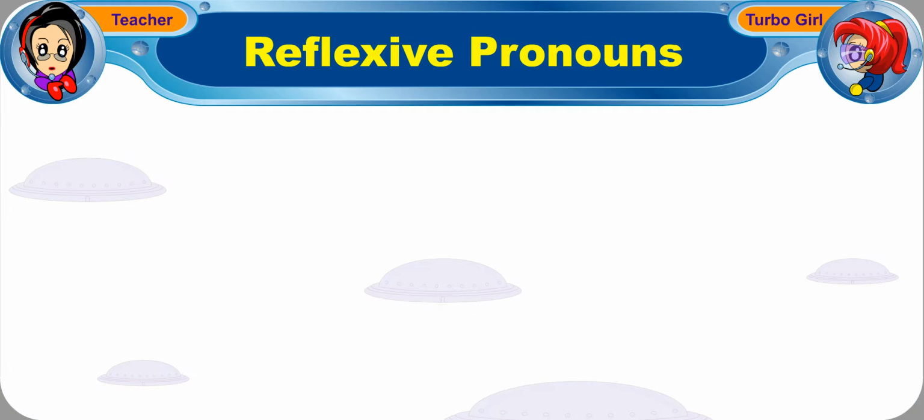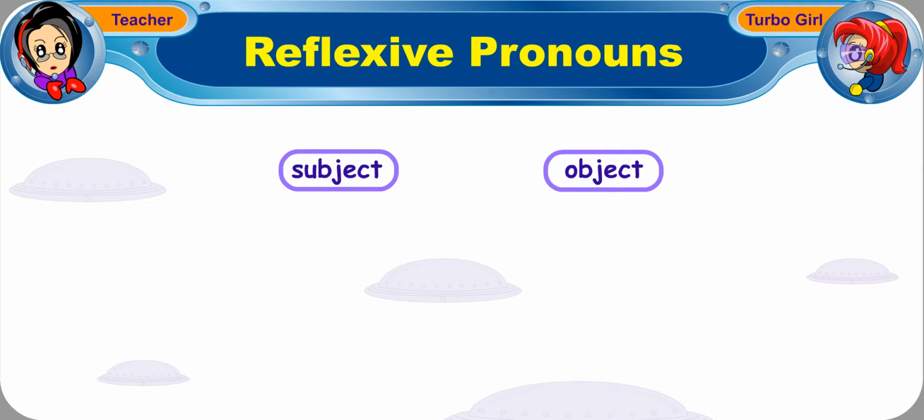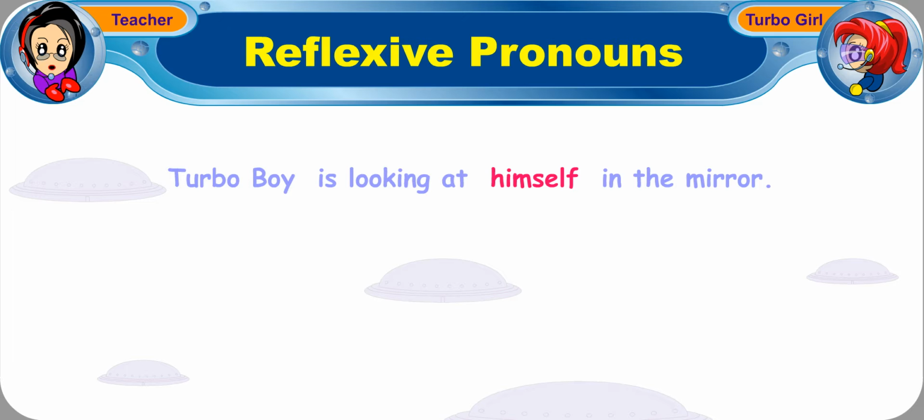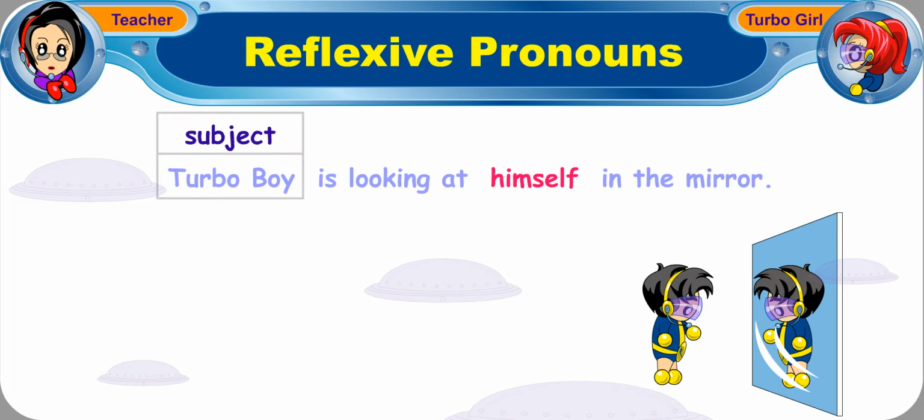That's correct. We use a reflexive pronoun when the subject and the object in a sentence refer to the same person. For example, Turbo Boy is looking at himself in the mirror. The subject, Turbo Boy, refers to the person Turbo Boy, and the object, himself, also refers to the person Turbo Boy. That's why we use the reflexive pronoun himself in the sentence.